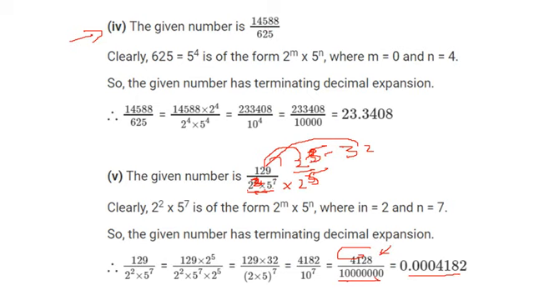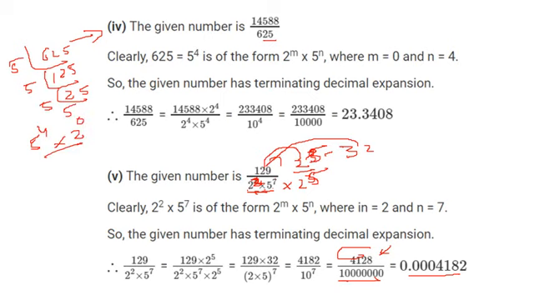Now 625 can be written as... 5 ones are 5, 5 5s are 25, and 5 5s are 25. So this is nothing but 5 to the power 4. So we can add just a 2 to the power 0 with this, and we can say that this is a terminating decimal expansion. So how do we do it?